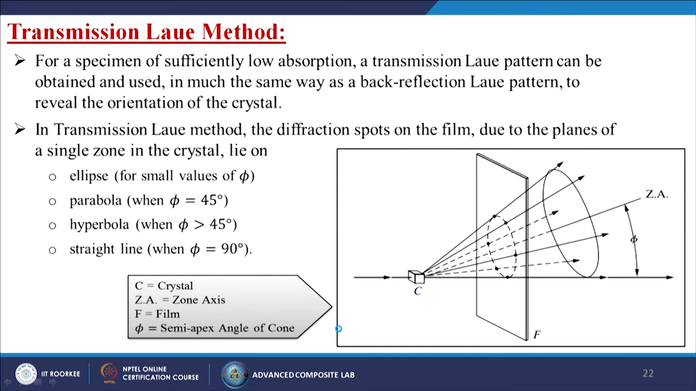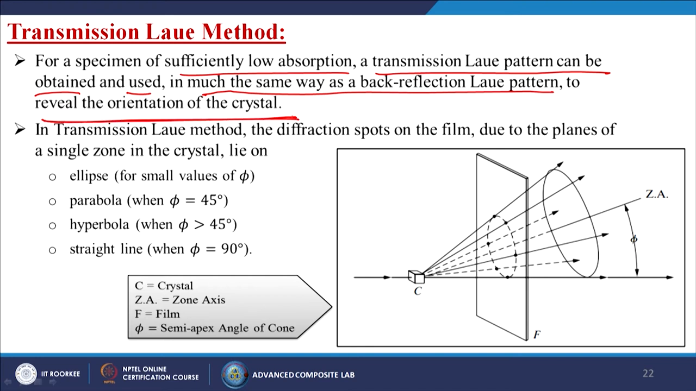Next, second, that is the transmission Laue method. For a specimen of sufficiently low absorption, a transmission Laue pattern can be obtained and used in much the same way as a back reflection Laue pattern to reveal the orientations of the crystals. In the transmission Laue method, the diffraction spots on the film due to the planes of a single zone in the crystal lie on an ellipse for small values of phi, a parabola when phi is equal to 45 degree, a hyperbola when phi is more than 45 degree, and a straight line when phi is equal to 90 degree.